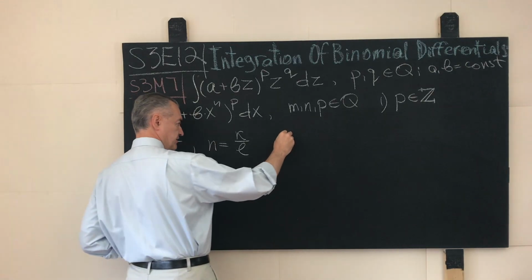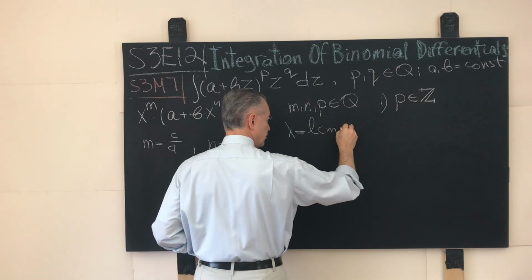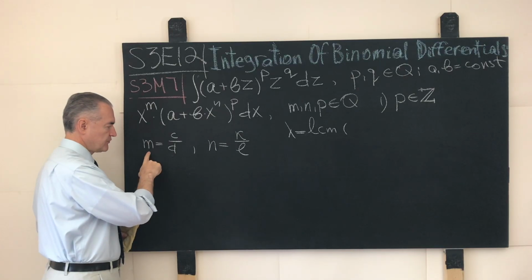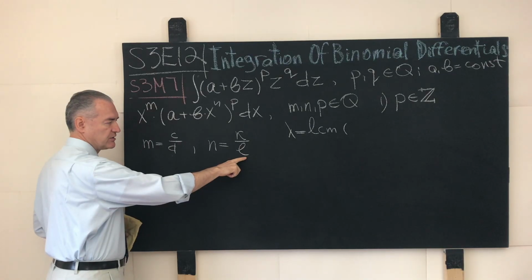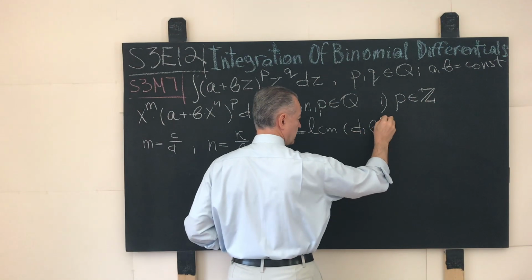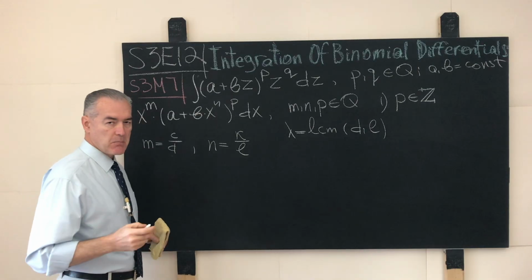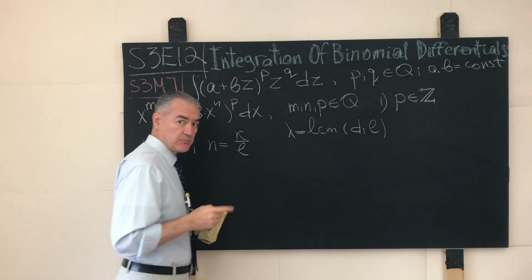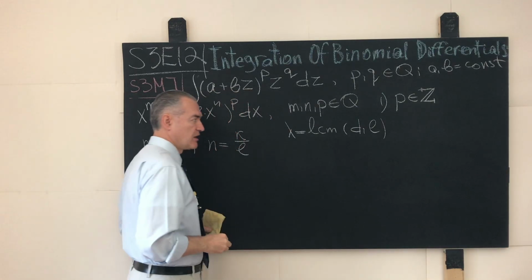Well, it is evident that in this case, we want to compute the least common multiple of the denominator of the rational number m, d, and the denominator in the rational number n, l. Again, LCM stands for least common multiple, or the smallest integer which is divisible at the same time by both the integer d and the integer l.